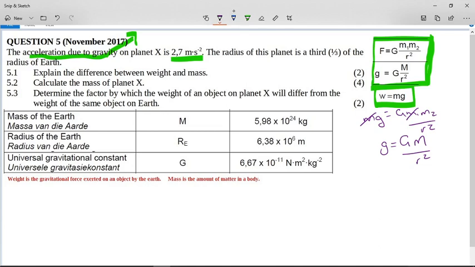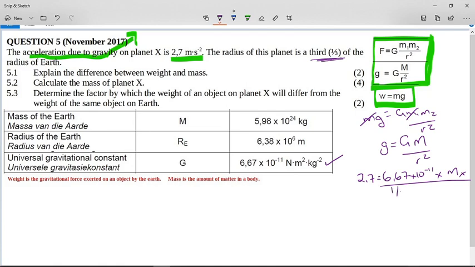So now if it says to you, calculate the mass of planet X, we're going to use the simplified formula for little g. So little g, the question tells you, the acceleration due to gravity is 2.7. Big G, we know from the data sheet. Here it is, the universal gravitational constant, 6,67 times 10 to the negative 11, times the mass of the planet, which we are trying to find. So we should really call it mx, the mass of planet X, and then divided by the radius of the planet squared. It says to you the radius of this planet is 1/3 of the radius of Earth.